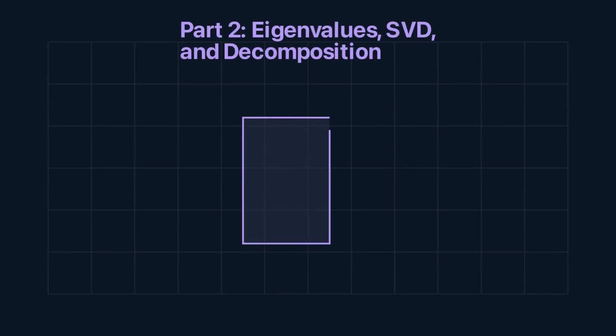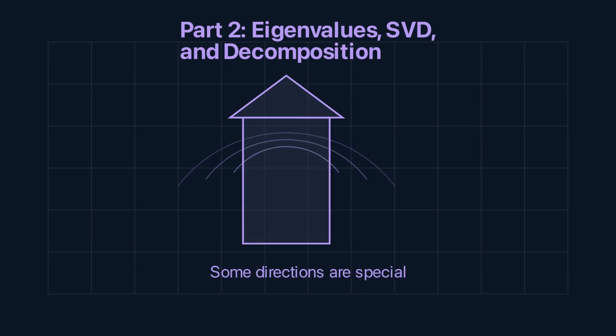Some directions in vector space are special. Push a building along its resonance frequency and it amplifies. Push perpendicular and nothing happens. Eigenvectors are these resonance directions.